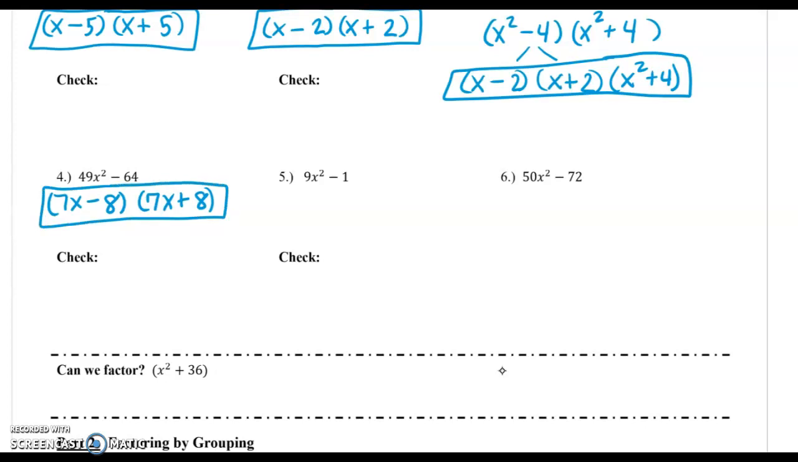All right, so for number 5, again, 9x squared is a perfect square, and 1 is also a perfect square. So I would make my two sets of parentheses here. 3x times 3x gives me 9x squared. And then 1 times 1 would give me 1. If I were to check this, I would get 9x squared. My middle terms, again, would cancel out since they're conjugates, and then minus 1.